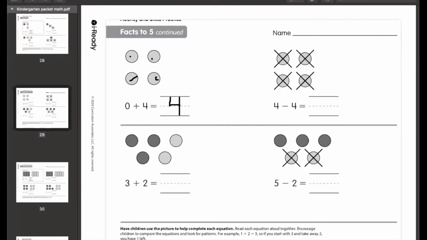If they have X's on them, that means you're probably taking them away, because we read 4 take away 4 equals something. Remember, the starting number is what we had at the beginning, and then we're taking away that many. So we start with 4 circles and then we take away 4. We're going to cross out 4. And how many are left? You guys do it at home. I know you can do it. Use your fingers, use your number line, use pictures. This one has pictures for you, so use whatever you need to help you solve the problem.